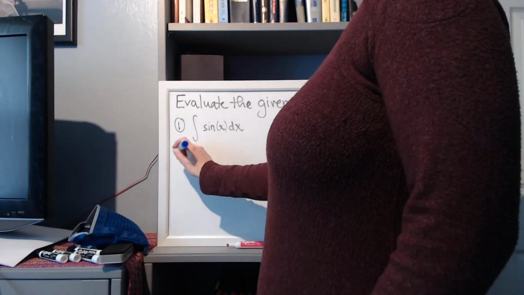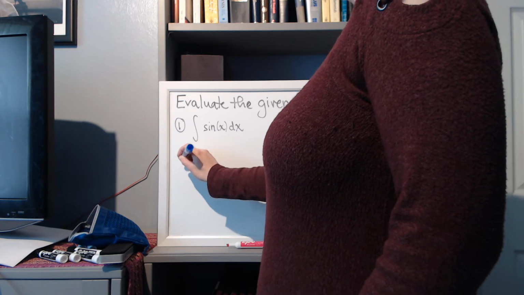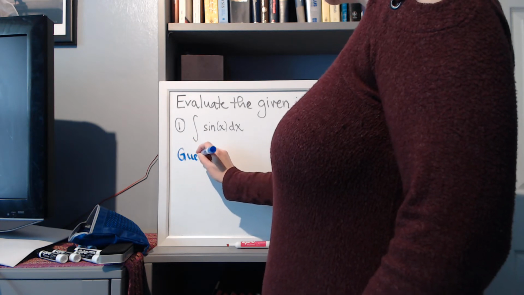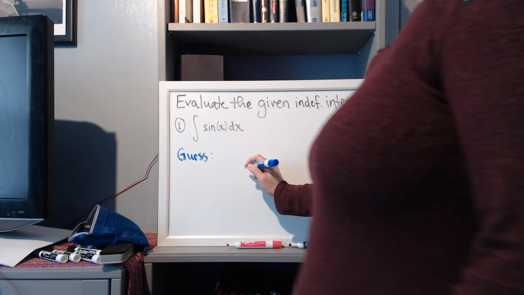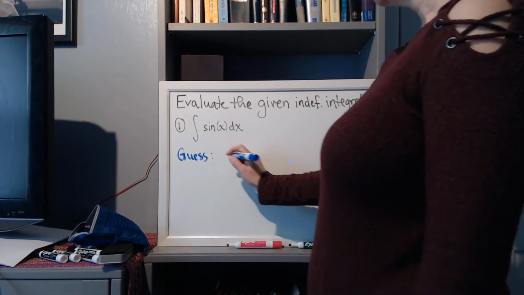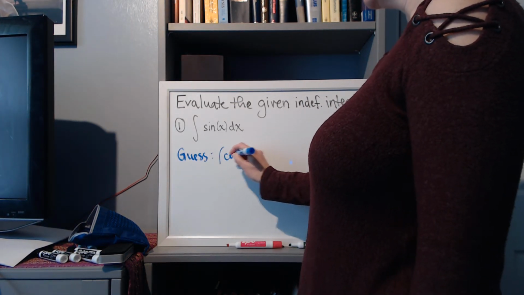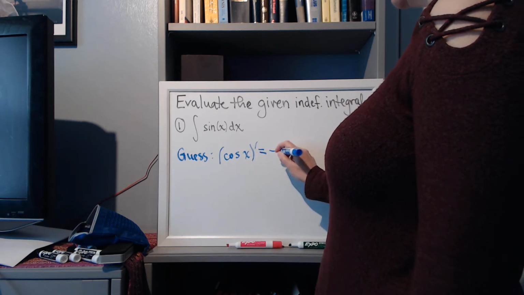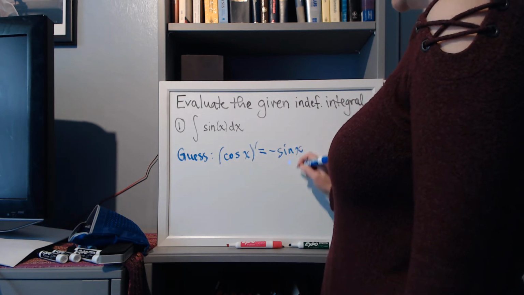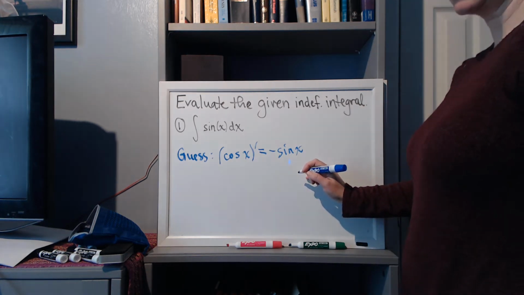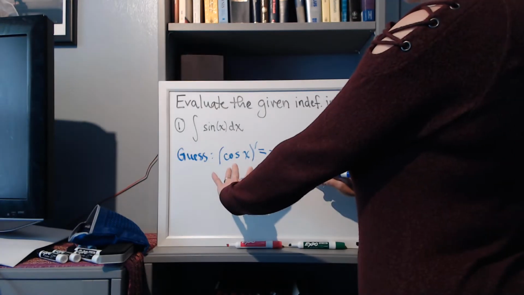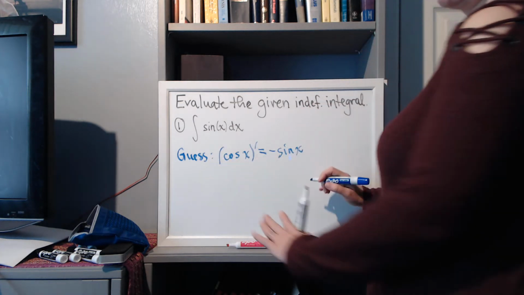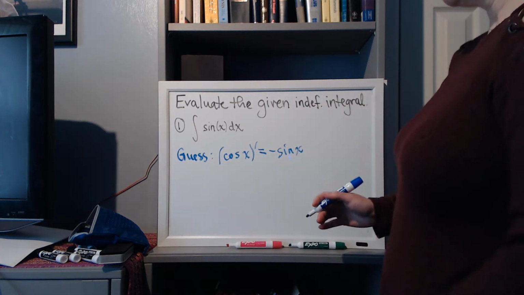Since we know that sine is a trig function and the derivatives of the trig functions are related to each other, sine and cosine in particular, we're going to go ahead and just make a guess here that if we take the derivative of cosine, that we'll get sine of x. But that's not right. We get the negative sine of x. But this is a good guess as our antiderivative because we know sine and cosine are related through derivatives.